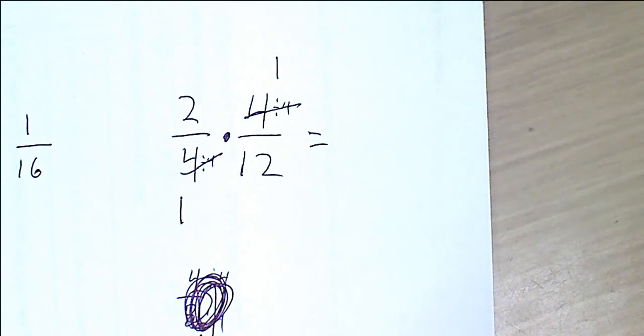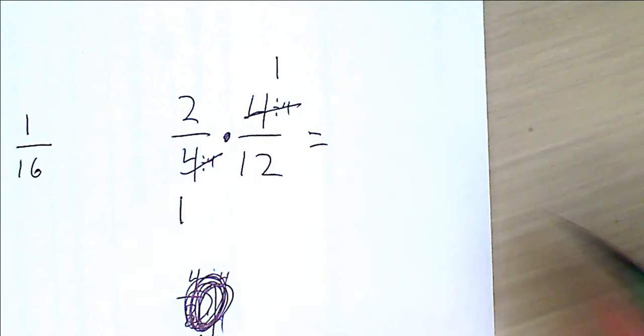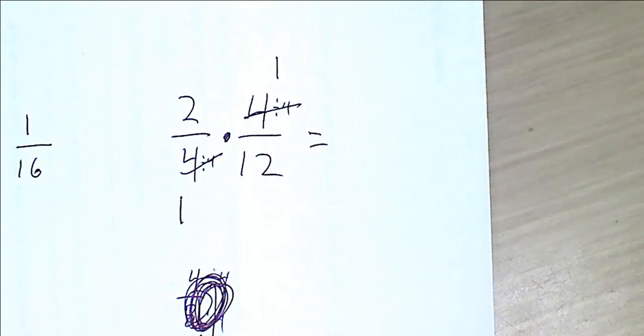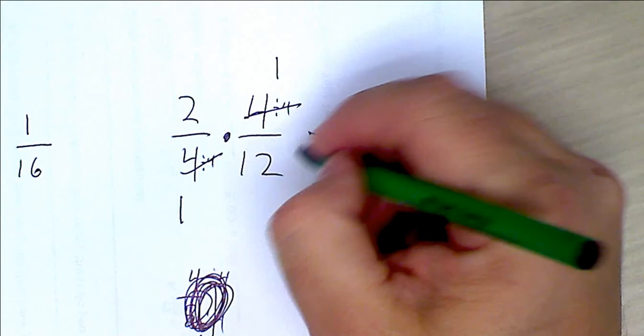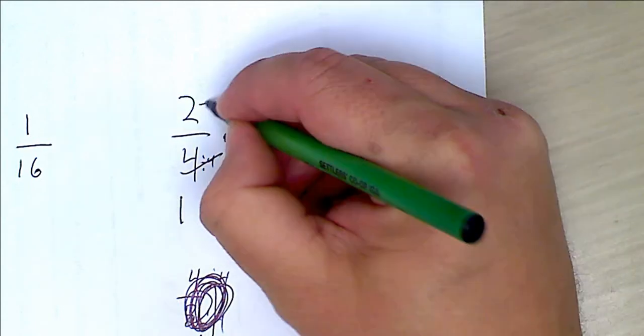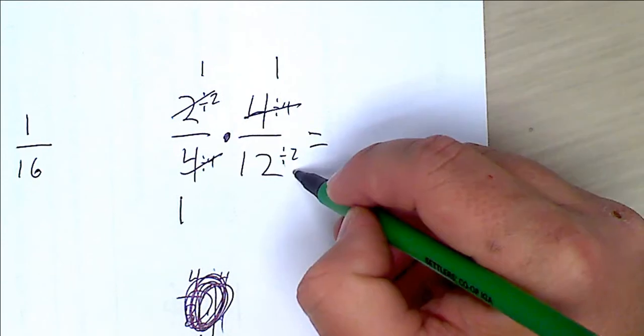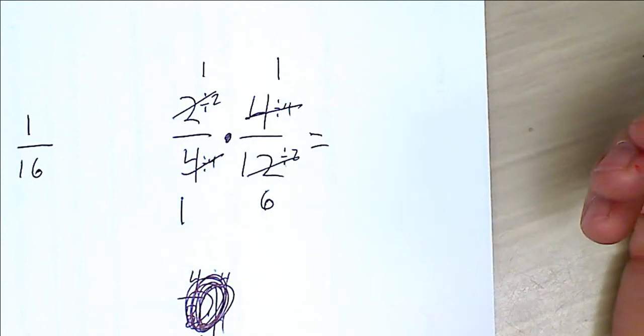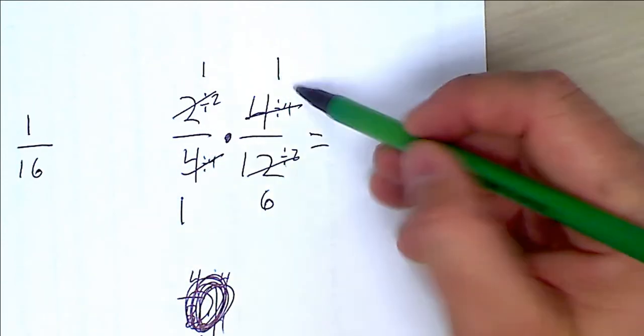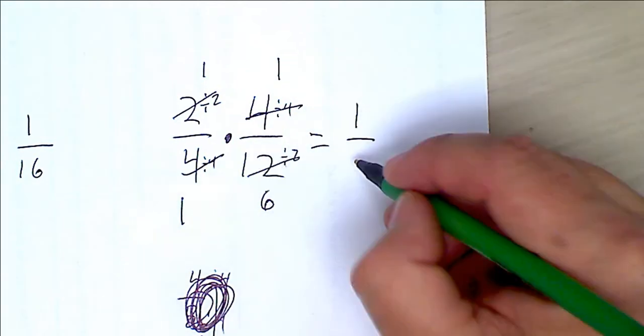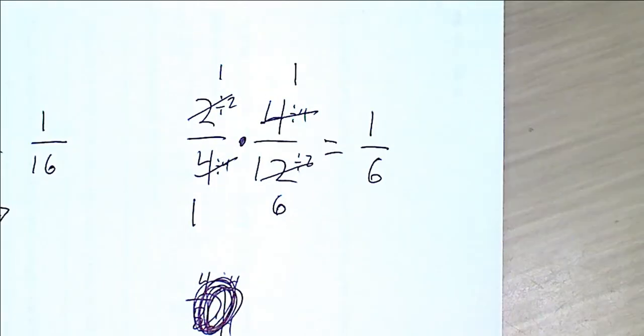And now, we're not done. You see this 2 and 12? What can we divide both of those by? Anybody? We can divide by 2, divide by 2. So 2 divided by 2, cross that out, makes a 1. 12 divided by 2 makes a 6. Now look how easy our math got. 1 times 1 is 1. 1 times 6 is 6. And there is no simplifying because we already did it. So I strongly encourage you to do your simplifying that way.